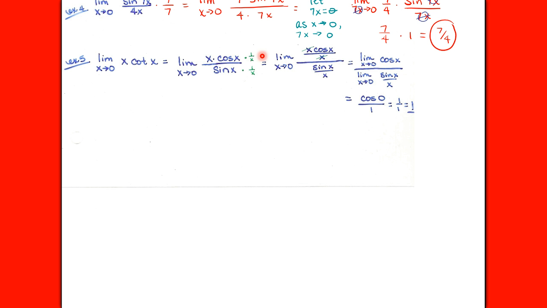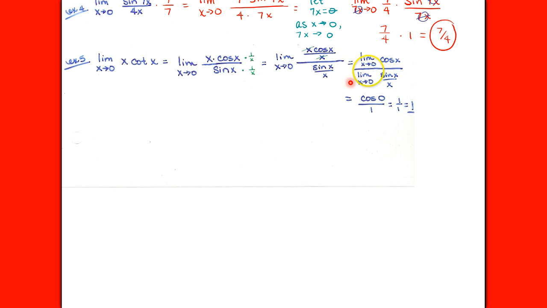So in the numerator, I'm going to have x cosine x over x. The x's cancel out and just give me cosine. In the denominator, I'm going to have sine x over x, which is good. That's what I was trying to create. Remember that when you have the limit of a fraction, you're allowed to break that up into two separate limits, the limit of the numerator over the limit of the denominator.